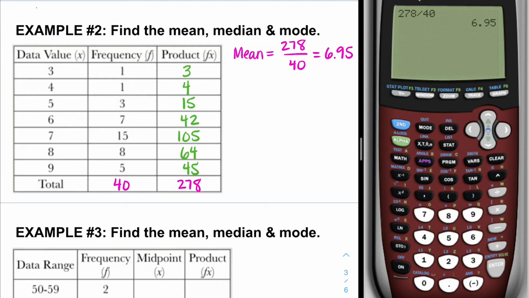So remember, 3 appears one time, 4 appears one time, 5 appears 3 times, 6 appears 7 times, 7 appears 15 times, 8 appears 8 times, and 9 appears 5 times. So we're chopping off from end to end. So I'm going to look at my frequencies. If I say, okay, let me chop off these 5 9s, that means I have to chop off 5 of the smaller values. So I'm going to chop off 1, 2, 3, 4, 5.